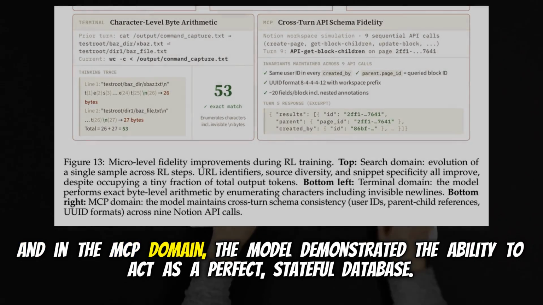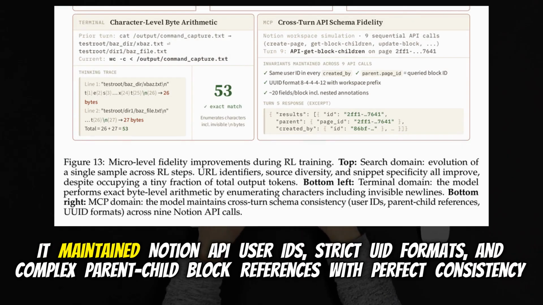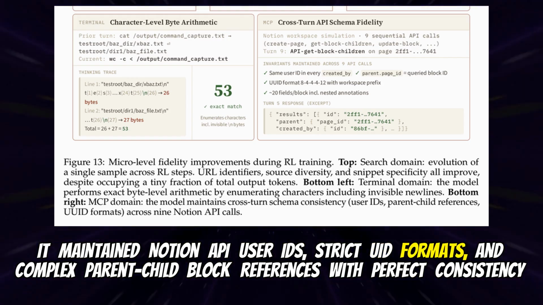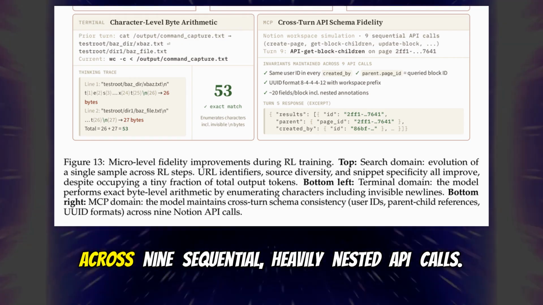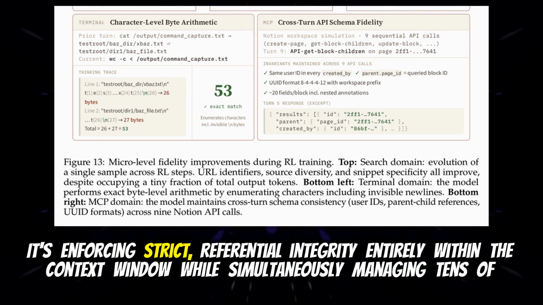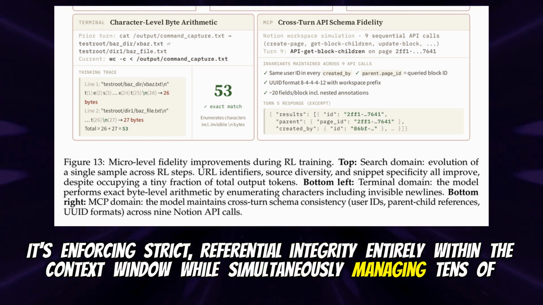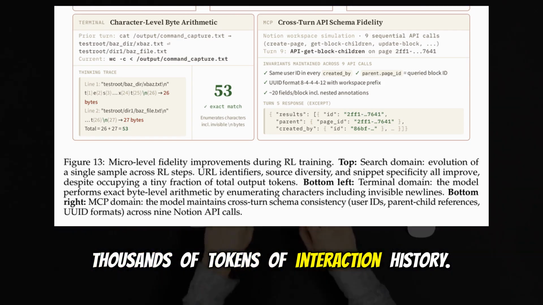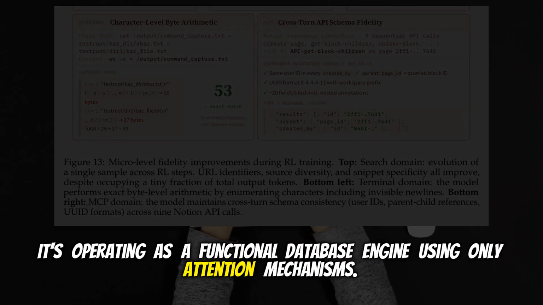And in the MCP domain, the model demonstrated the ability to act as a perfect stateful database. It did. It maintained Notion API user IDs, strict UUID formats, and complex parent-child block references with perfect consistency across 9 sequential, heavily nested API calls. It's enforcing strict referential integrity entirely within the context window, while simultaneously managing tens of thousands of tokens of interaction history. It's operating as a functional database engine using only attention mechanisms.